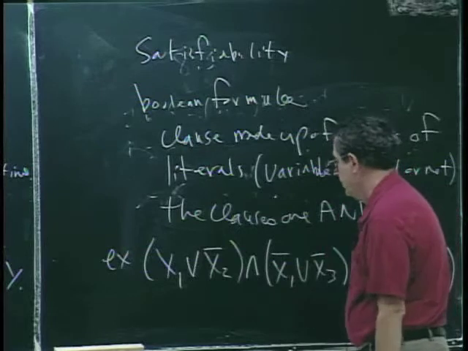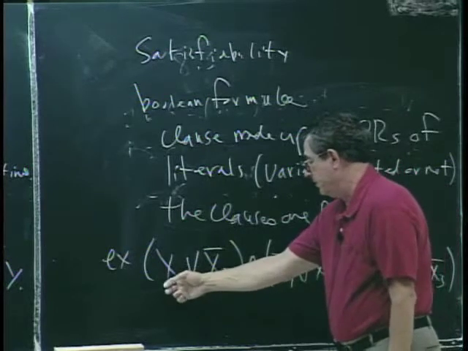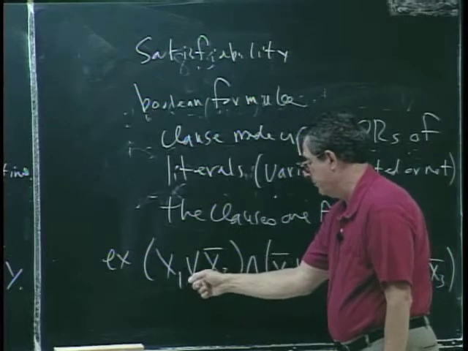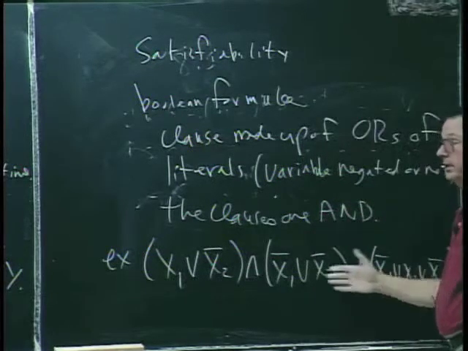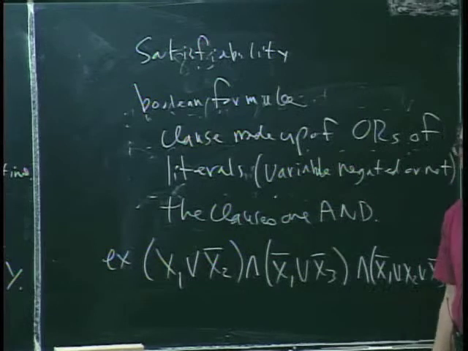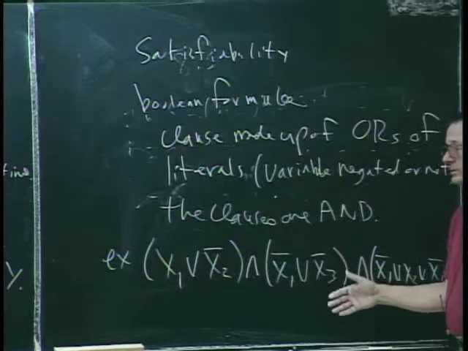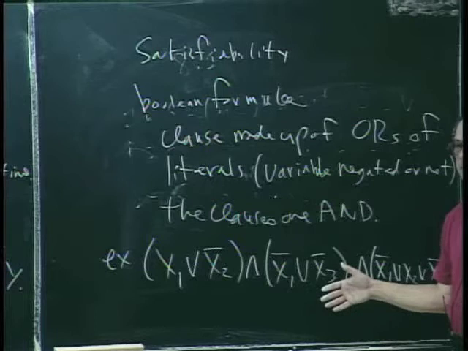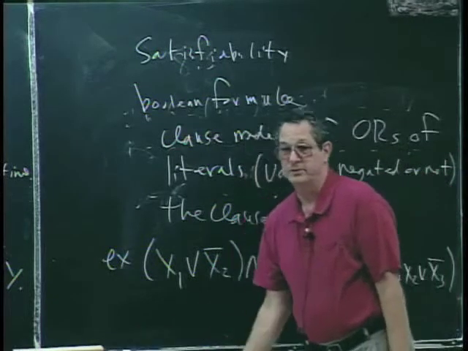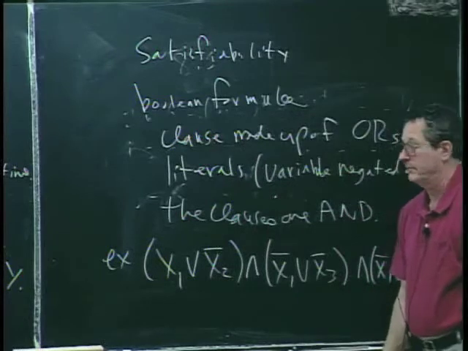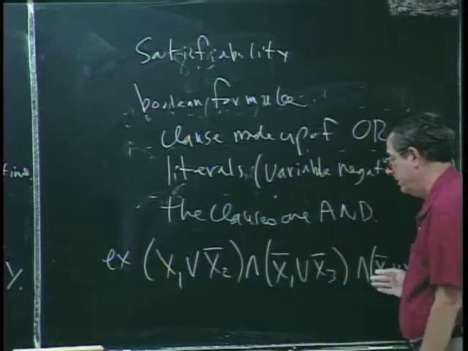Okay? So inside, the literals are connected by ors, and then the clauses are connected by ands. This is a Boolean formula. Now this Boolean formula is satisfiable if and only if we can assign truth values to each variable, making the entire formula true.